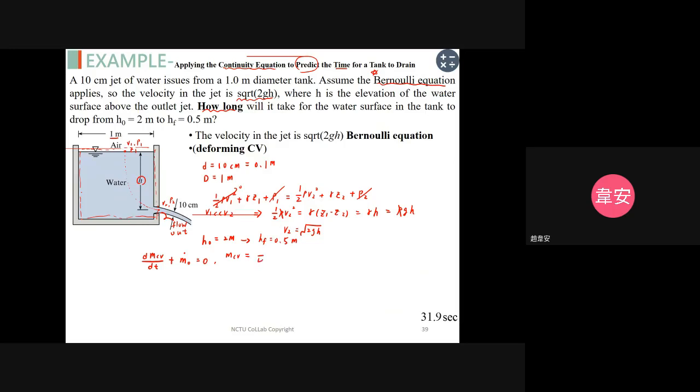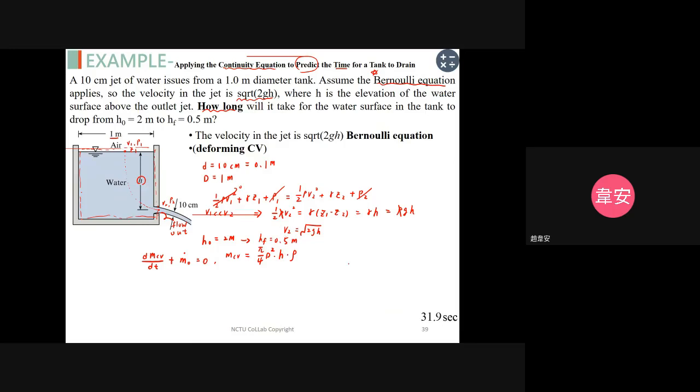So we know the area is 4 over pi D squared, and we know the h value in here. So multiply by h, and this is the total volume of the water. Then, for the total volume of water in the tank, we multiply by the density. So this is the mass in the control volume.